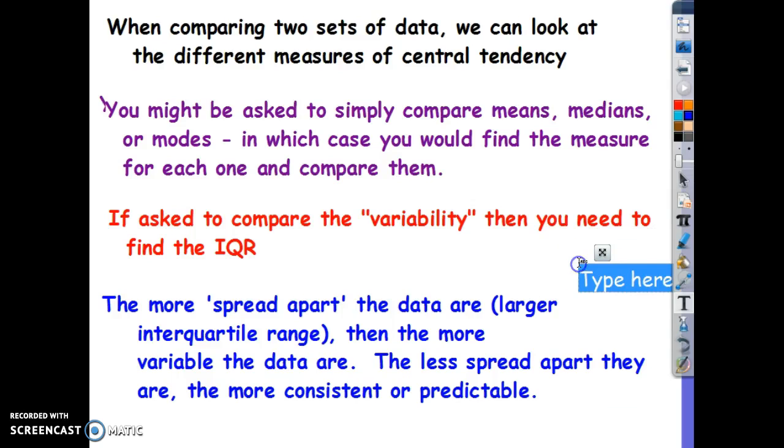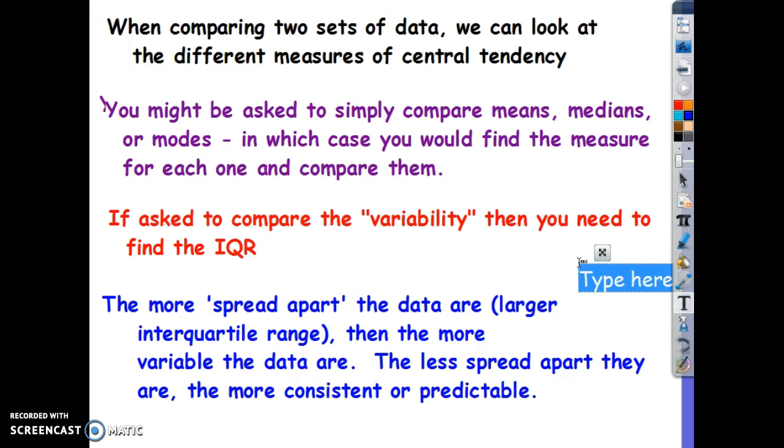Okay, today we're going to talk about how to compare sets of data. And we can look at different measures of central tendency. So you could be asked to simply compare the mean, median, or mode, in which case you'd find the measure for each one and compare them, meaning talk about if they're close to the same thing or how they're different.